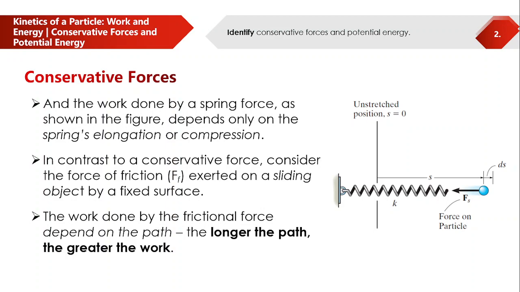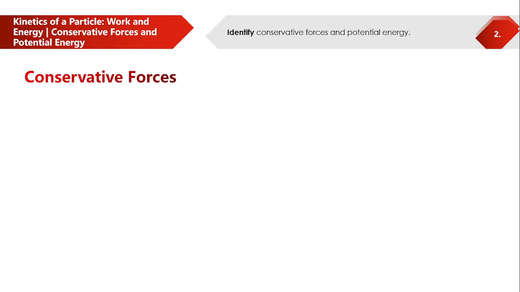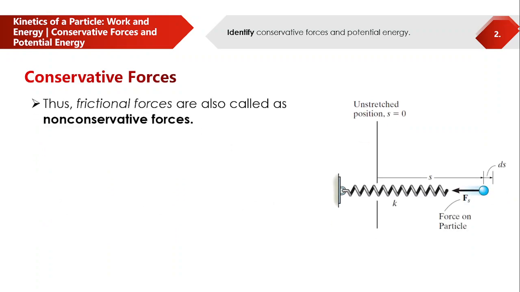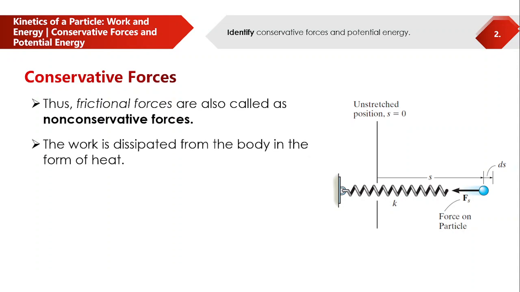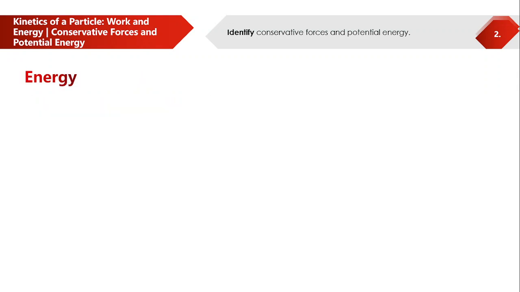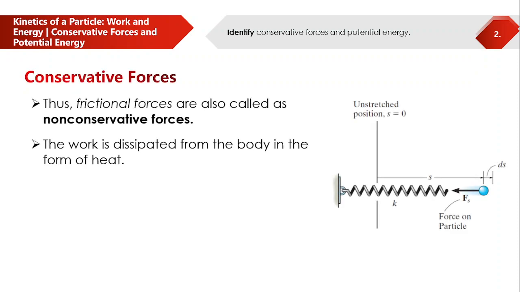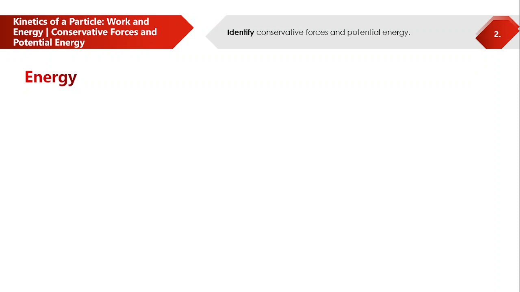Okay? So the frictional force is not considered a conservative force, because the longer the path, the greater the work of the friction force. Thus, the frictional forces are also called non-conservative forces. So our non-conservative forces are those dependent on the path of the object. The work is dissipated from the body in the form of heat. So again, conservative is independent of the path, and non-conservative, the opposite, is dependent on the path.